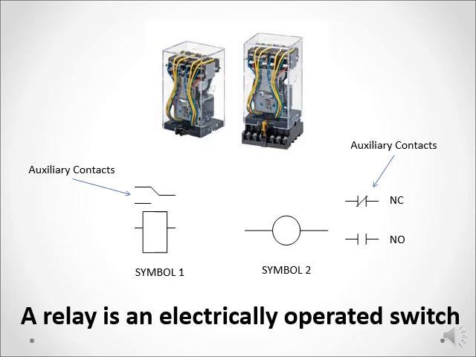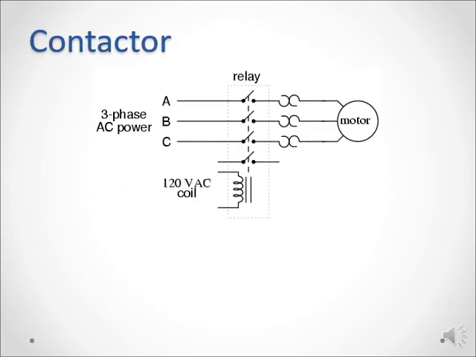Let's say this is an AC contactor or relay. If you energize this coil with 120 volt AC, this will cause this electromagnet to pull down these switches, which are spring loaded. Once these switches are closed, then current can flow through this. So this is called a normally open type switch.